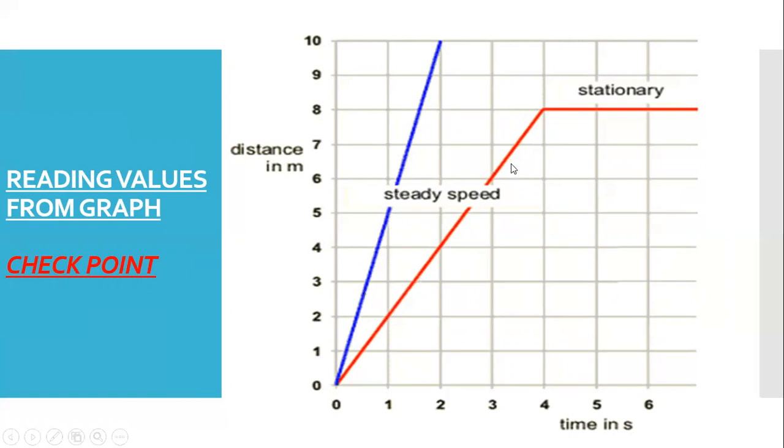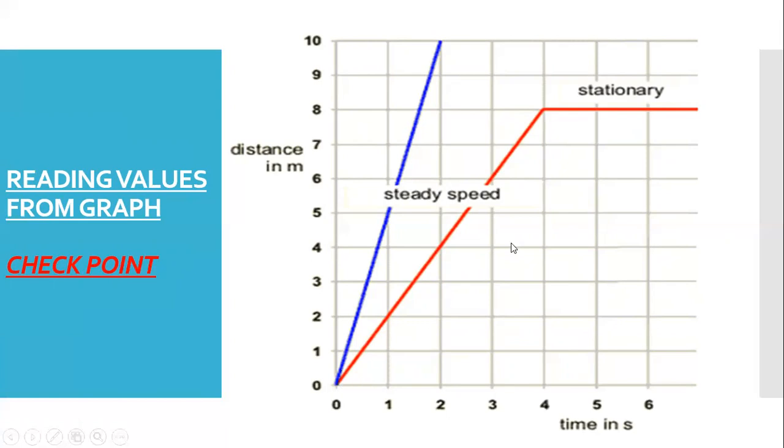This red line over here can be divided into two portions. Firstly, a little interpretation you can do is that initially the car is moving with a steady, constant speed till this point, when it covered 8 meters. And then after that, it became stationary. There was no movement. The graph is just a horizontal line, parallel to the x-axis. So this means that a body is at rest during this time interval.